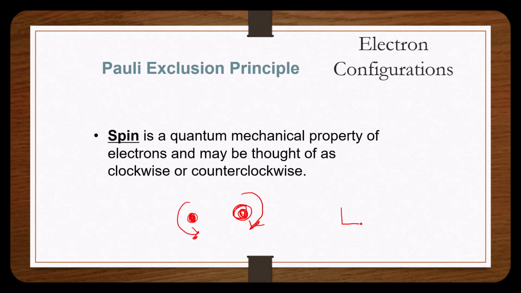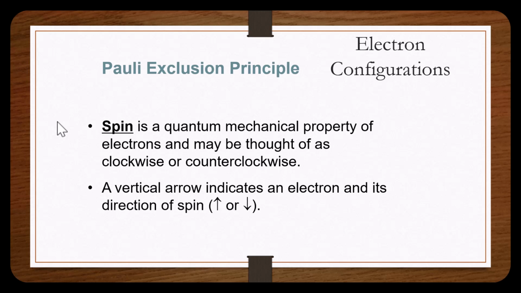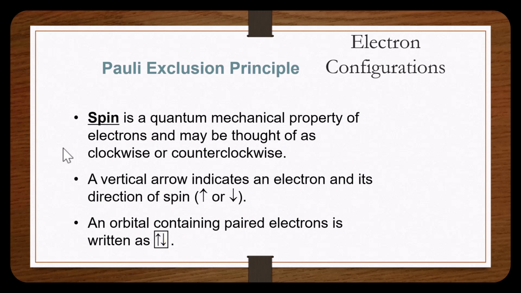Using a box from the Aufbau diagram, we show this by writing an arrow down, kind of like a half arrow down, and another half arrow up. A vertical arrow indicates an electron in its direction of spin. This is using regular arrows. So an orbital containing paired electrons is written as one arrow going up and one arrow going down. I've also seen them where they had half arrows too.